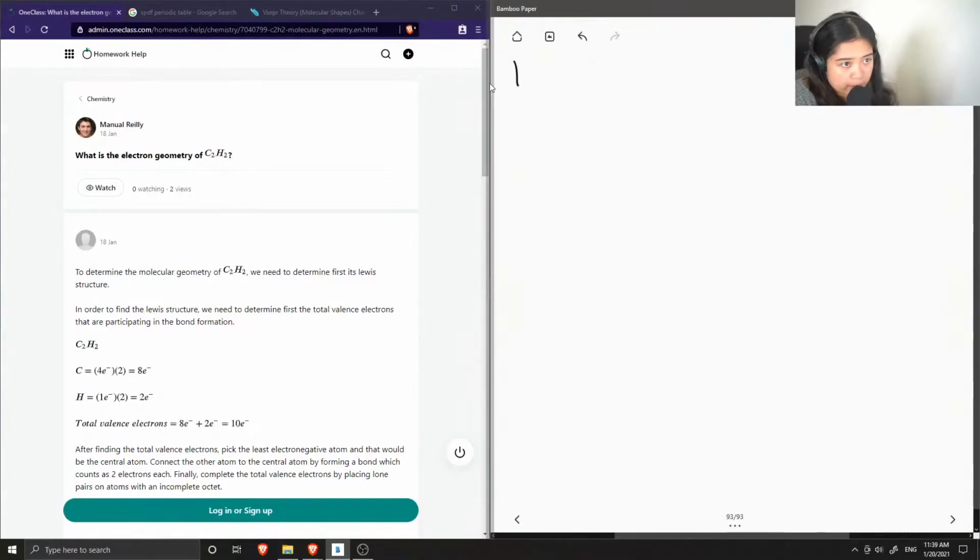12. What is the electron geometry of C2H2? So first let's write out its Lewis structure. And in doing so, we need to calculate the total number of valence electrons.